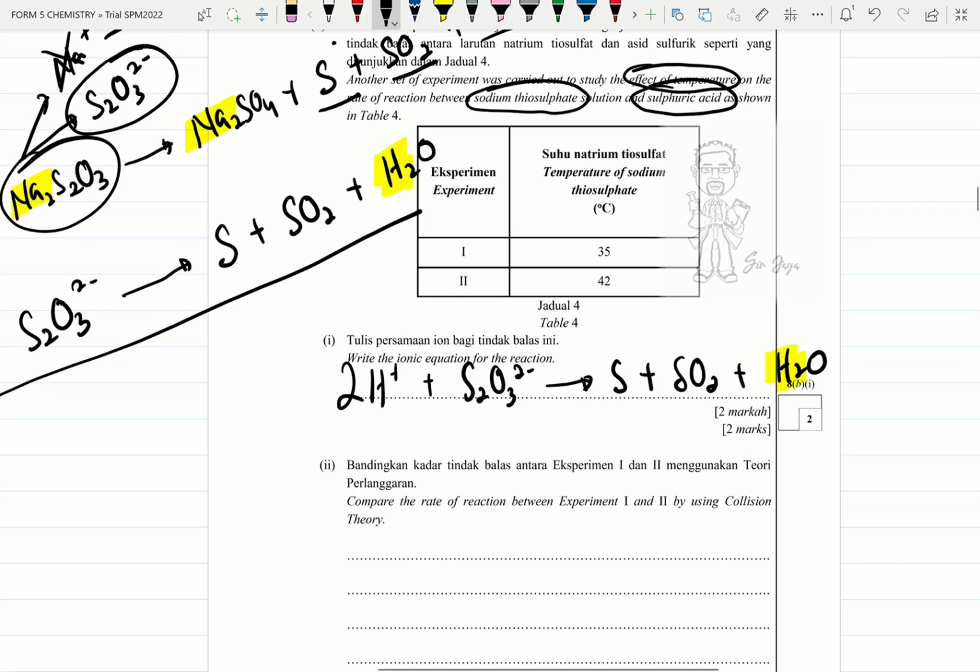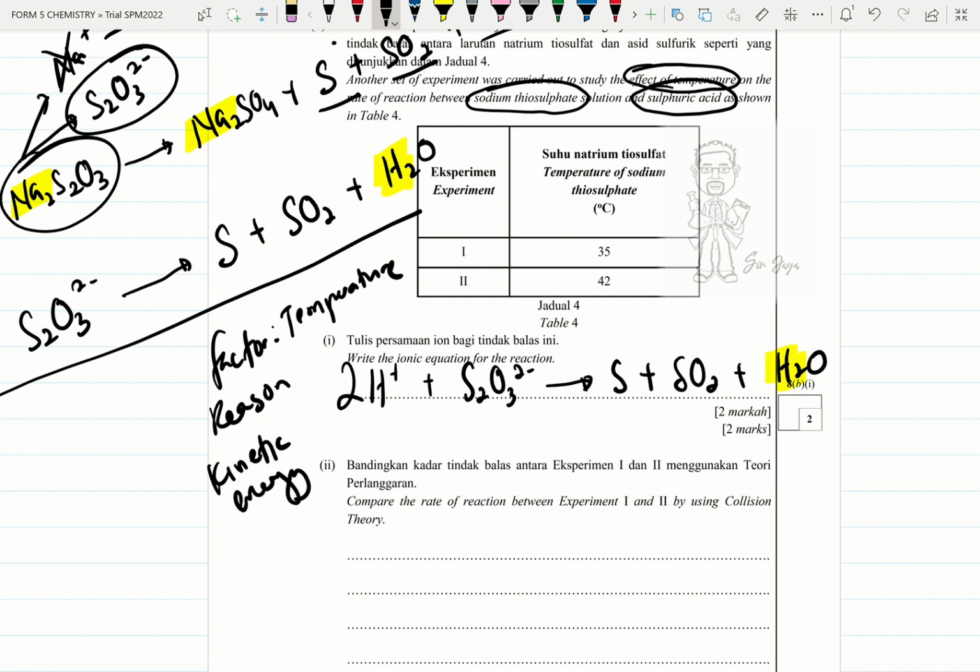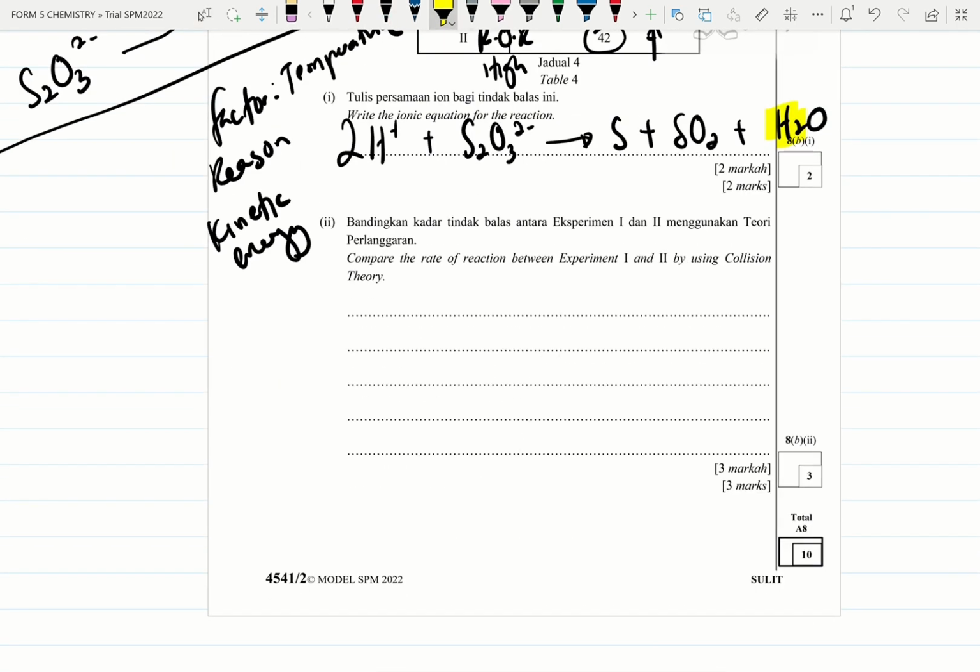Right. So in this reaction, the factor that is investigated is known as temperature. When the temperature of reacting particles is higher, the kinetic energy of the reacting particles will increase. So the reason for the temperature will be kinetic energy of reacting particles increases. So here the temperature of experiment 2 is higher and the temperature of experiment 1 is lower. Therefore, the rate of reaction of experiment 2 will be higher and the rate of reaction of experiment 1 will be lower.